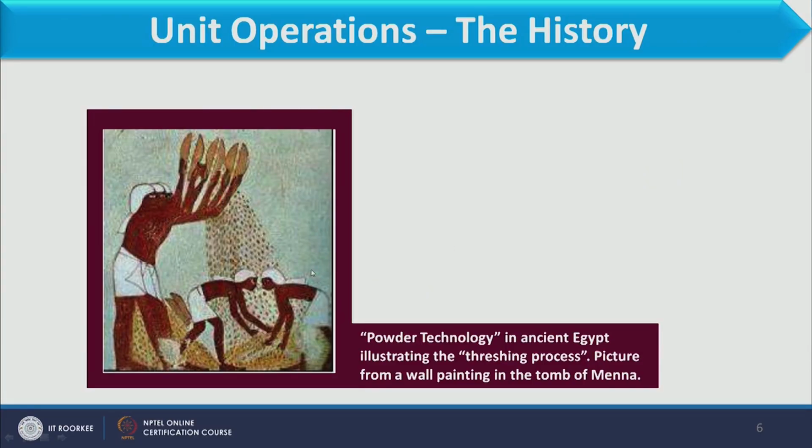To illustrate that, I have taken an example in this particular slide. You can see this figure. Now this figure speaks about powder technology in ancient Egypt, illustrating the threshing process. If you consider this figure, persons are involved in the threshing process. Now what is the threshing process? Threshing is basically to remove the edible material from the waste, like when we remove the cereals from their scaly waste, which we also call husk.